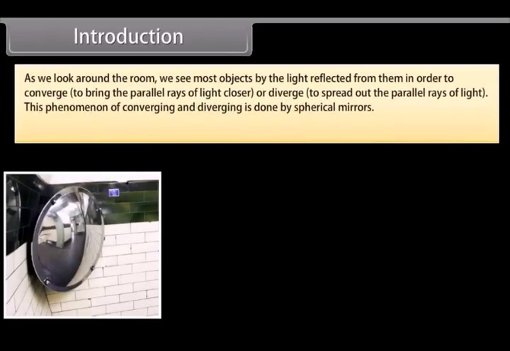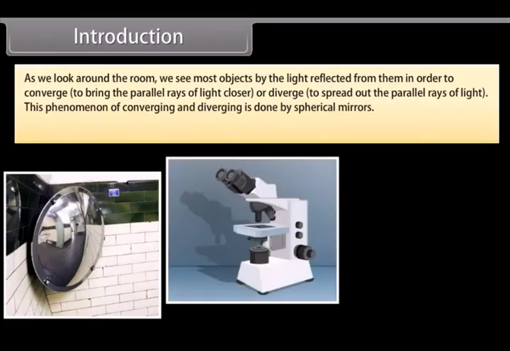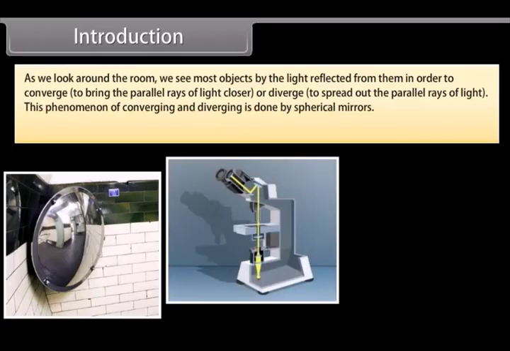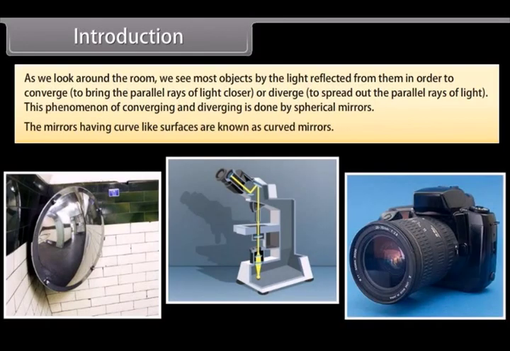Introduction. As we look around the room, we see most objects by the light reflected from them. Lenses and mirrors either converge to bring the parallel rays of light closer, or diverge to spread out the parallel rays of light. This phenomenon of converging and diverging is done by spherical mirrors. The mirrors having curve-like surfaces are known as curved mirrors.